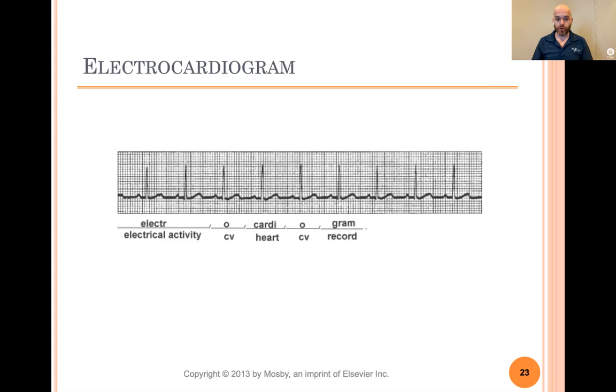Okay, this is a drawing of what the printout would look like of an electrocardiogram. So all these lines here are the different electrical impulses that our heart makes with each beat. And I had to actually learn how to read these in PT school, and that was the hardest thing I ever had to do. I will never forget how hard that was.